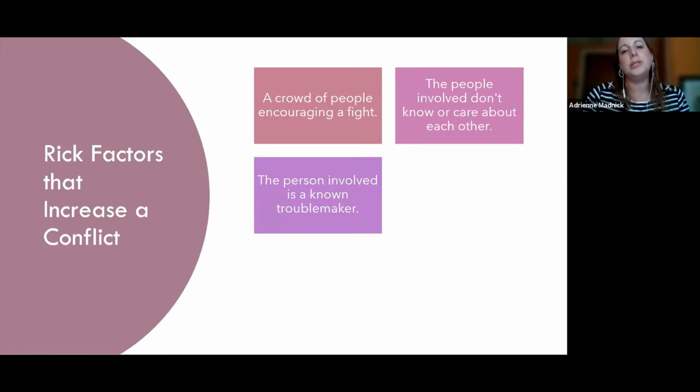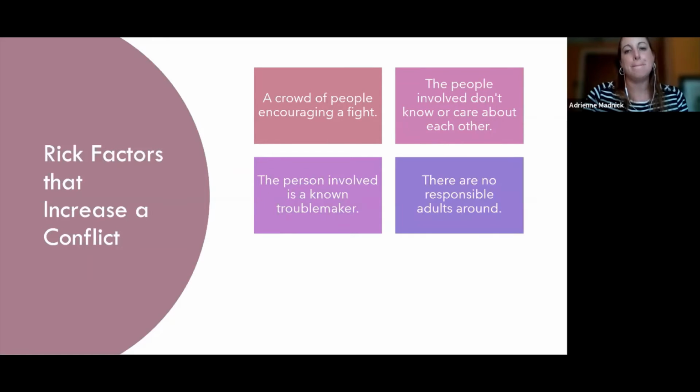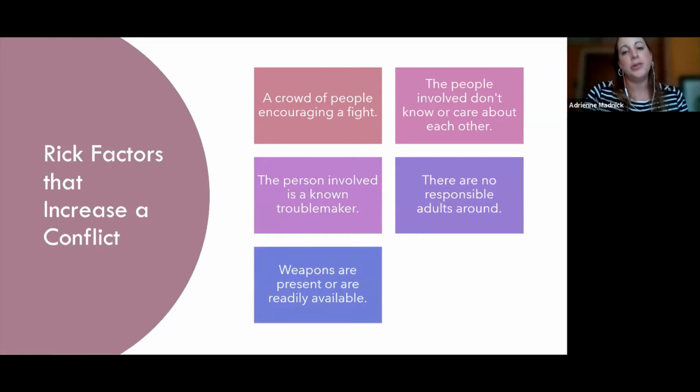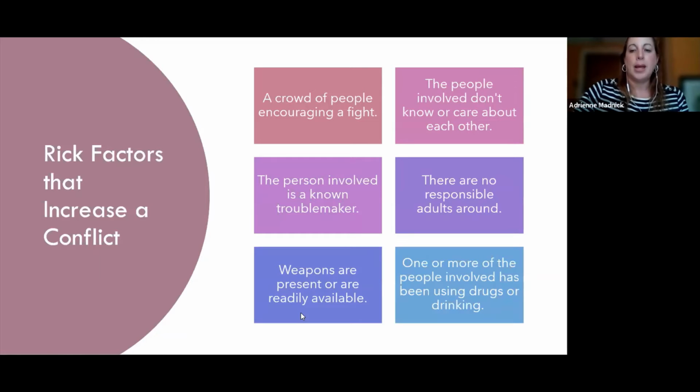The person involved in a conflict is a known troublemaker. There is no responsible adult around. That could also increase the risk factor. Definitely weapons that are present or readily available increase the risk. And one or more people involved has been using drugs or drinking. So we think about all of these as increasing risk factors in making a conflict way, way more serious or even perhaps deadly. So think about all these when we think about increasing.